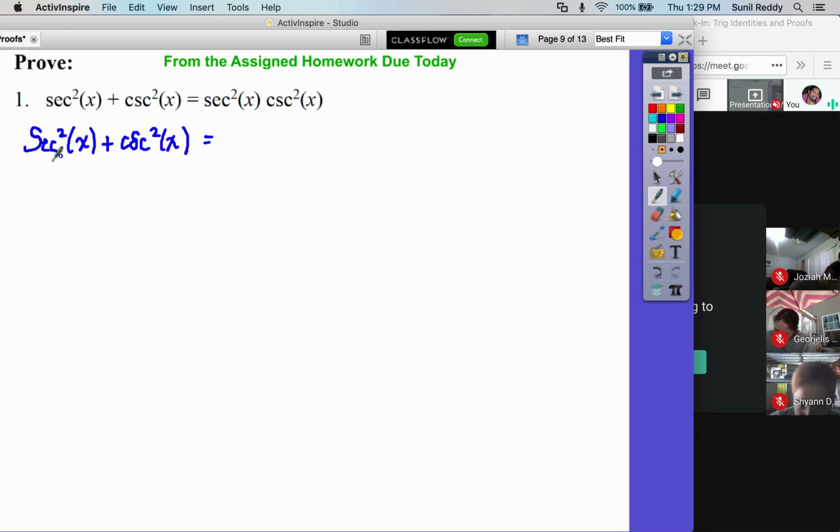Secant squared, I know by definition, is the reciprocal of cosine squared. So I'm going to start there and replace that first thing with 1 over cosine squared. Similarly, cosecant squared is the same as the reciprocal identity for sine squared. So I know that's equivalent to 1 over sine squared.